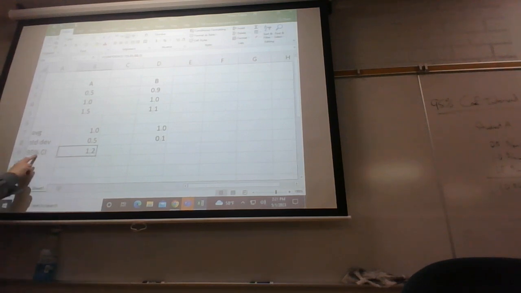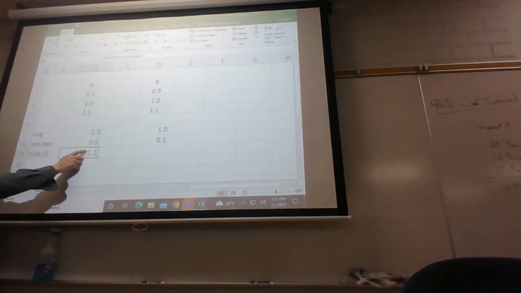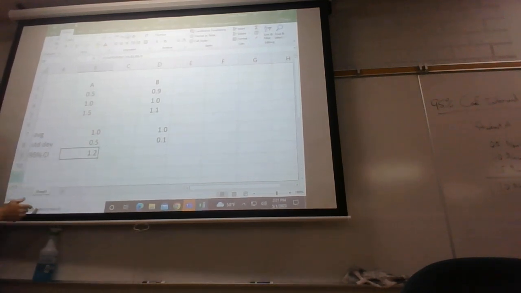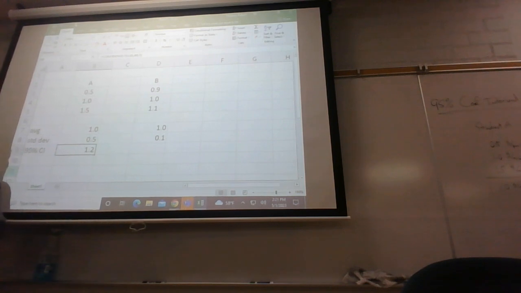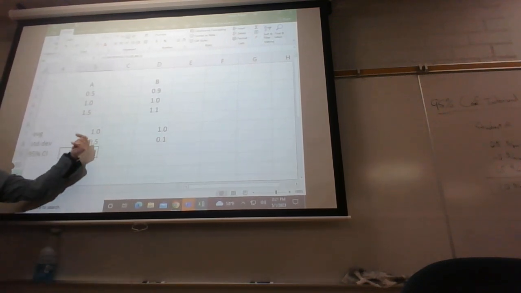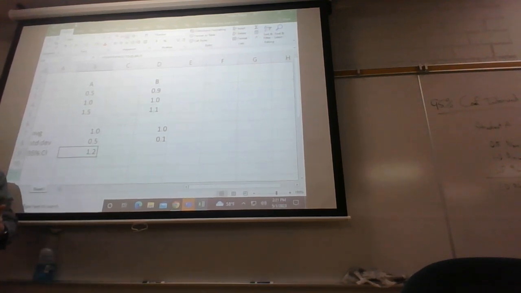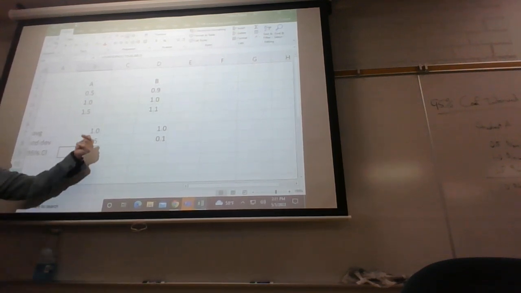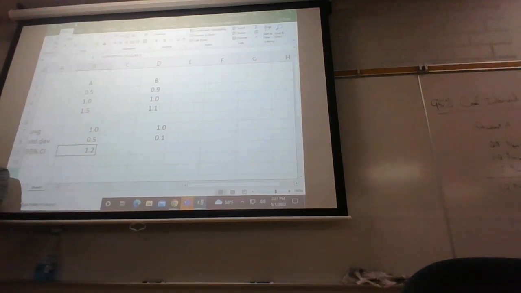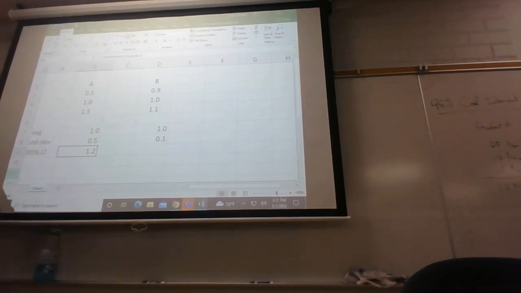So our 95% is going to be the range. So it's going to be our average plus or minus 1.2. So what we have is 95% confidence that the true value is going to be between 1 minus 1.2, which is negative 0.2, which you can't go negative. So it's going to go from 0 to 2.2. So we are going to assume that the density of water with 95% confidence is going to be between 0 and 2.2. That's a huge range, right?